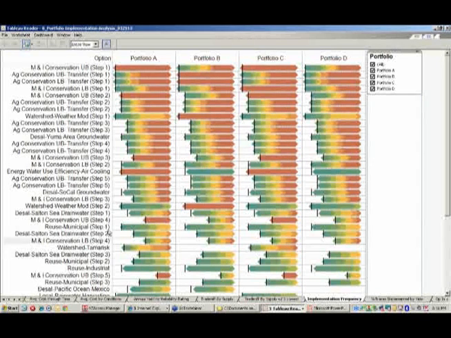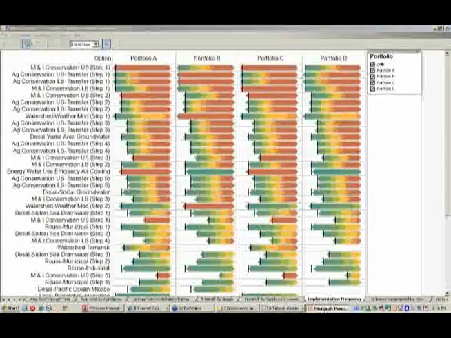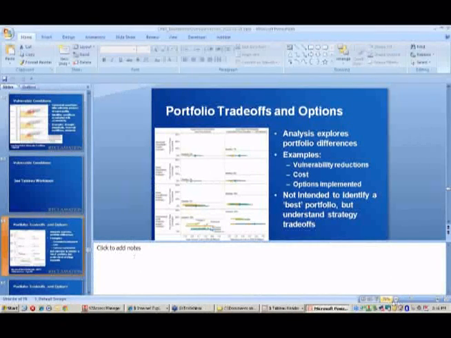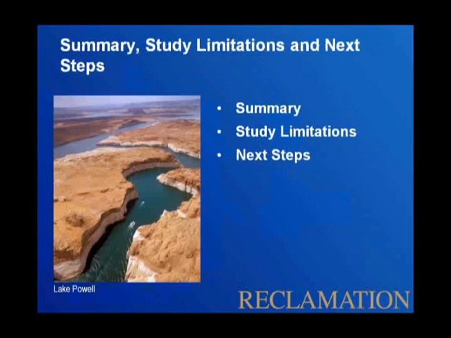Okay, so at this point we're going to go back to the PowerPoint. And Carly is going to take us through summary, study limitations, and next steps. Great, Ken. Thank you. So I'm going to wrap up here with these three items over the next 10 minutes or so, and then we'll open it up to questions.